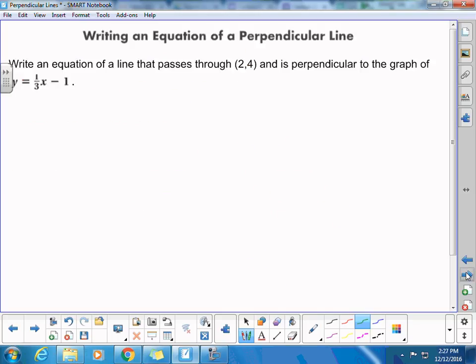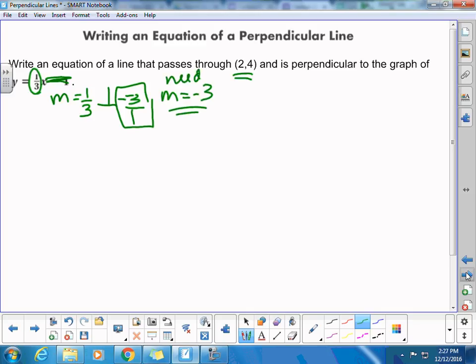Write an equation of a perpendicular line that passes through (2, 4) and is perpendicular to the graph of this equation, y = 1/3 x minus 1. So if it's perpendicular, all I need from this equation is the slope. I don't care about anything else. So I know m = 1/3, but perpendicular to that wouldn't be 1/3. We'd flip it over, which would give us 3 over 1, and then I'm going to change the sign. So I need a slope of m = negative 3.